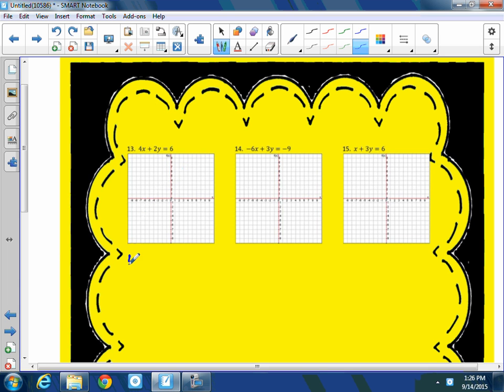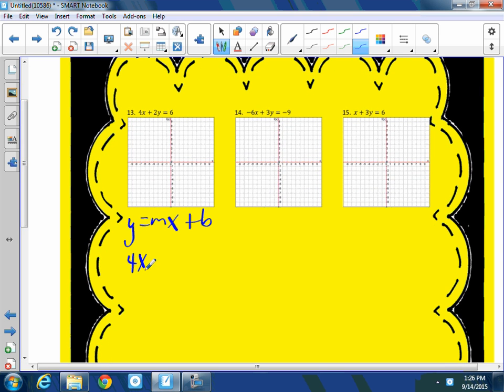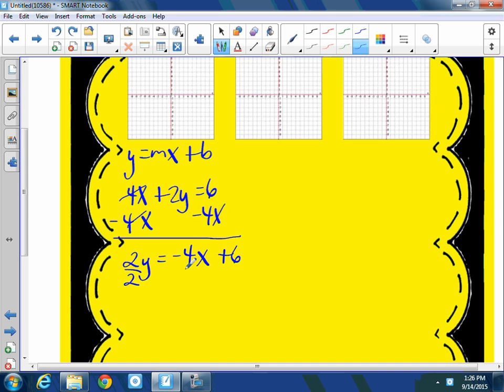For 13, I'm going to convert to y equals mx plus b. So let's write down the equation x plus 2y equals 6. First step, subtract the term with the x. So 2y equals negative x plus 6. Second step is to divide everything by 2. So that's 1y equals negative 1/2 x plus 3.